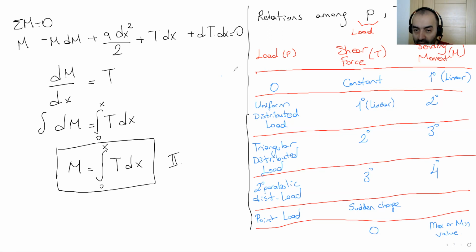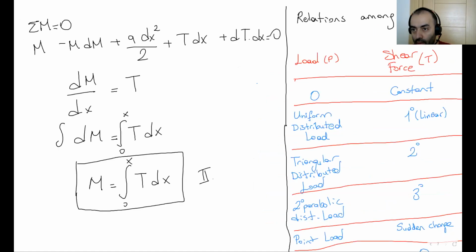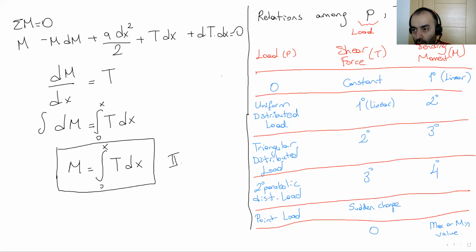Okay, this is the table you have to know. This table is important. We will see how we use this table, but this is important. Okay, I will draw some examples to show what we said on this table.